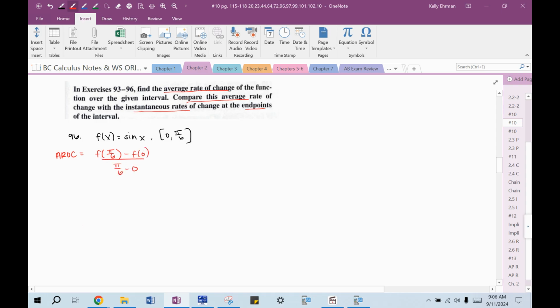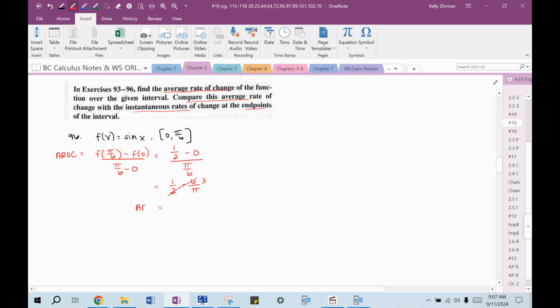You need to have this formula down, and it's a really good idea to write it, so that if you keep writing it over and over, you will remember it. Okay, and then sine of pi over 6, more unit circle trig, that's 1/2. Sine of 0 is 0. This is just pi over 6 in the bottom. A little bit of fraction work here. 1/2, instead of divided by pi over 6, we'll multiply it by 6 over pi. And then 6 over 2 is 3.